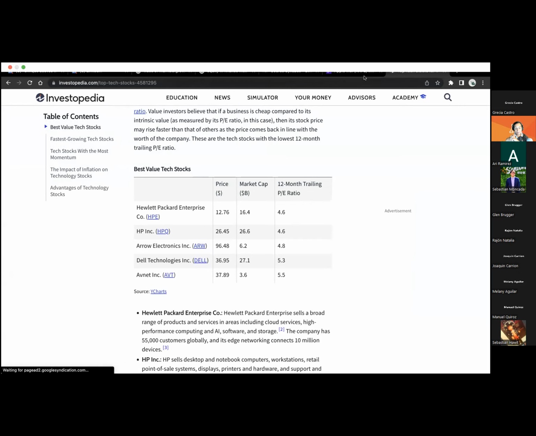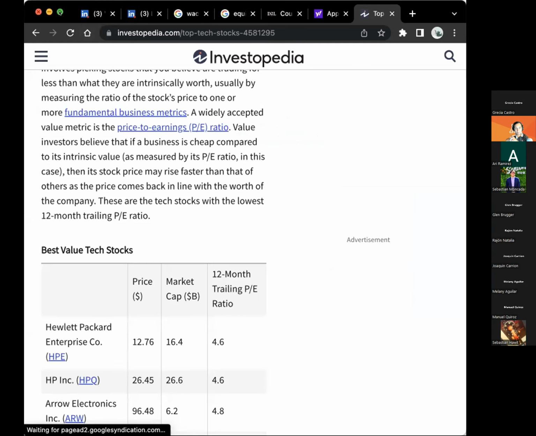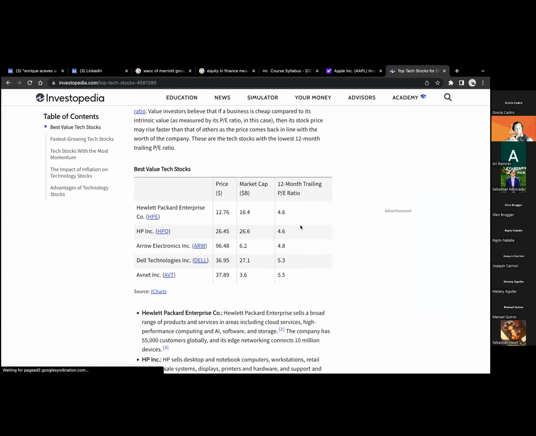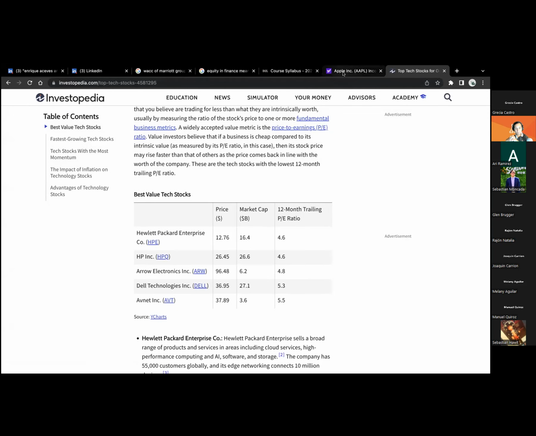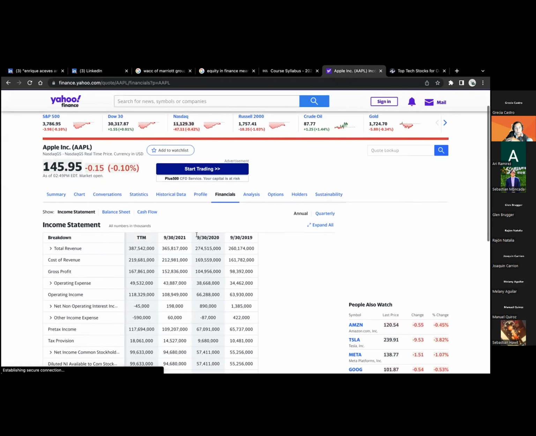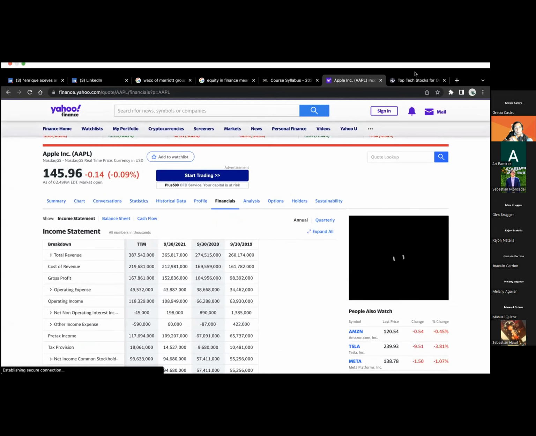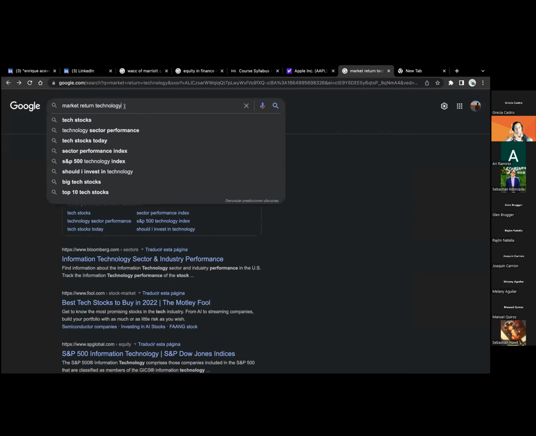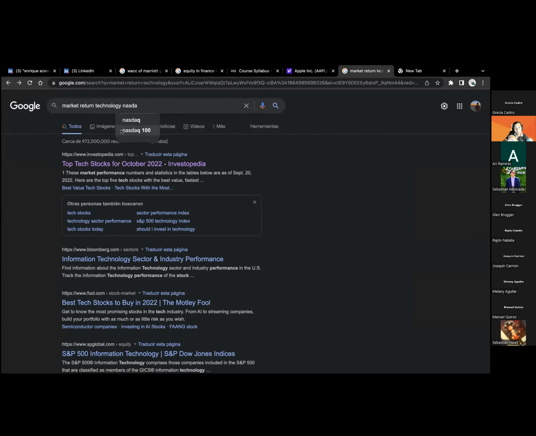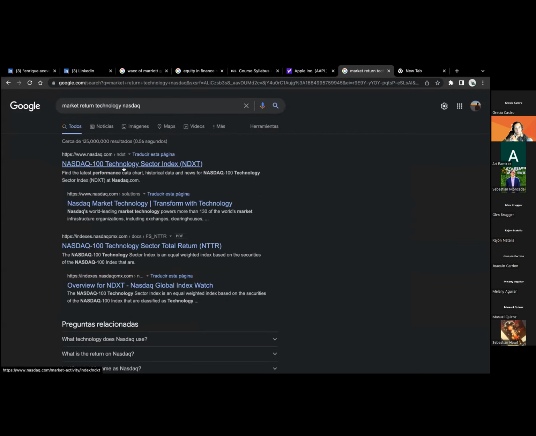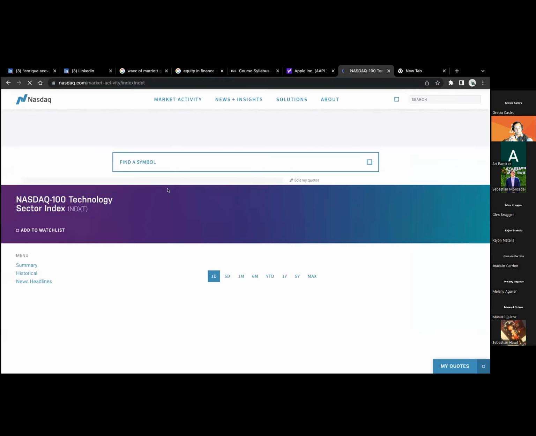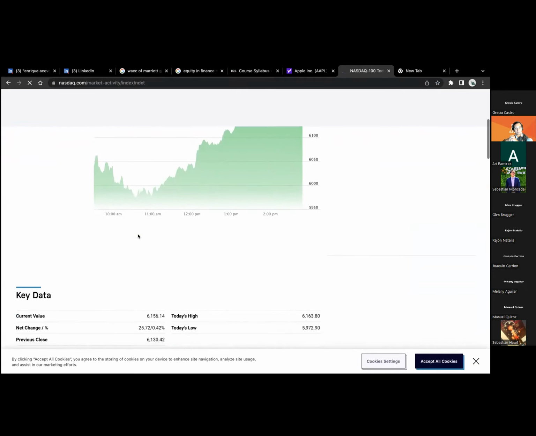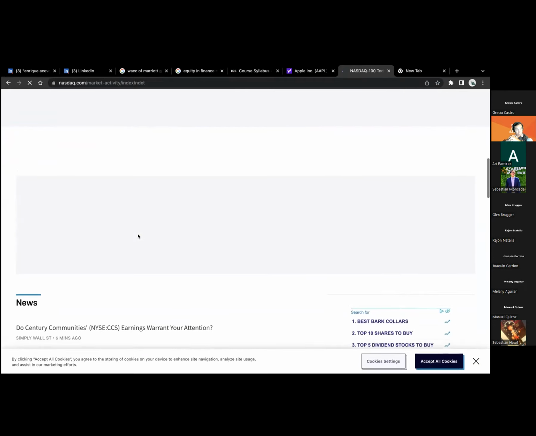So guys, the market return is 21%, okay? We can't see that here. Google Nasdaq, because if you see in the Apple... Just put NASDAQ returns by year.